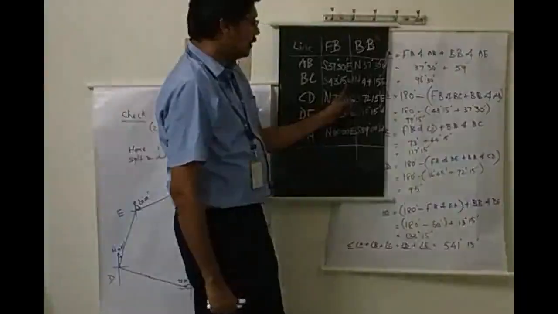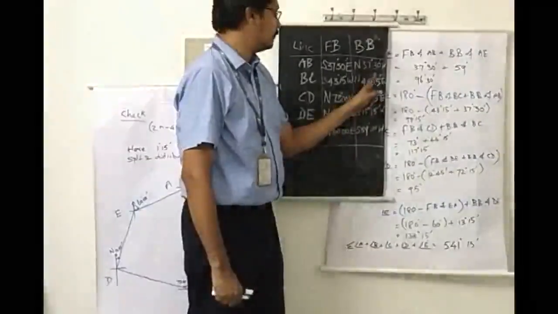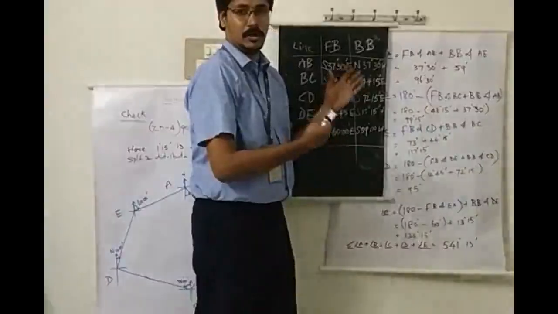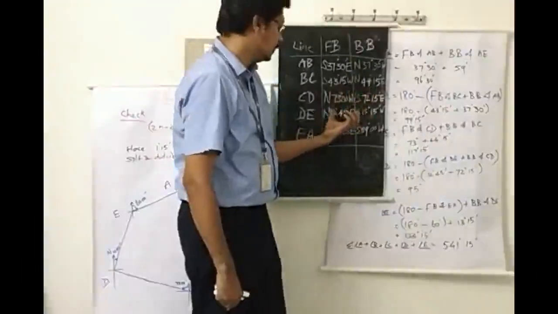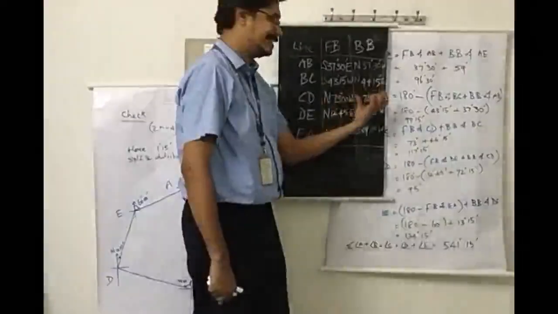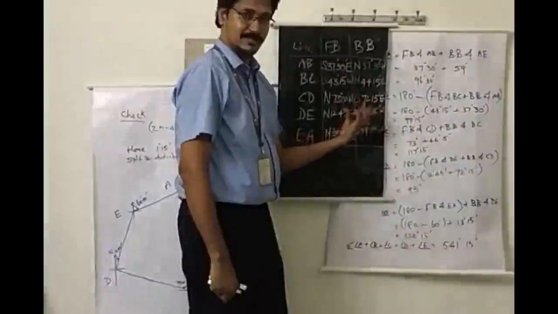But next, see, here 43 degrees 15 minutes, but here it is 44 degrees 15 minutes. So there is some error, an instrumental error, whatever it may be, or local attraction. Here also 73 degrees 0 minutes, here 72 degrees 15 minutes, there is error. 12 degrees 45 minutes, 13 degrees 15 minutes, there is error.